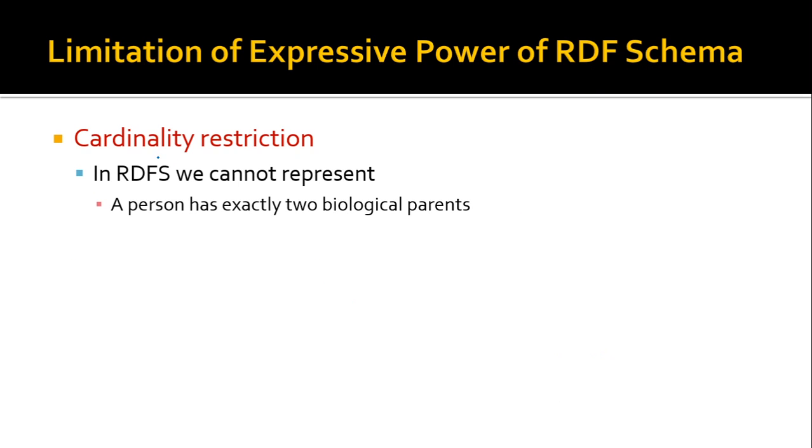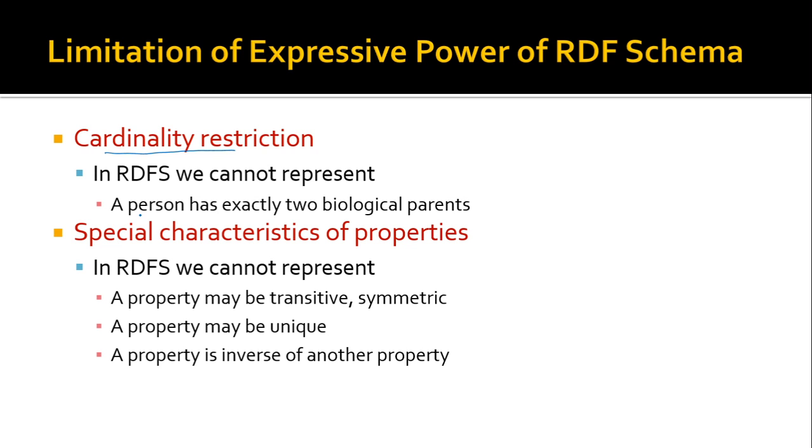In RDFS, you cannot impose cardinality restriction. You can impose domain or range restriction, but you cannot restrict the number of values one property can take. For example, if you want to represent something like this, a person has exactly two biological parents, this is what you cannot represent with RDFS. And also, we know that some properties have special characteristics. These are kind of traits of different properties.